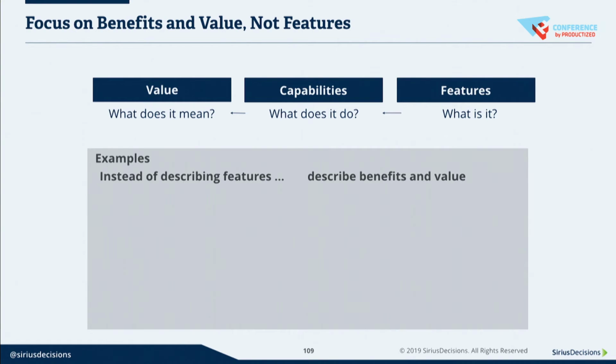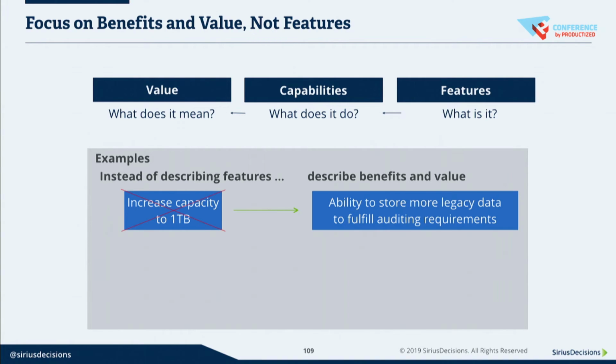So, as an example, instead of saying, we're going to increase our storage capability to 1 terabyte, let's instead say, we're going to solve the problem and allow you to store more legacy data because that helps you fulfill an auditing requirement, right? That's what customers care about. They don't care about how much data they store. They want to make sure we don't get audited, or if we do get audited, we don't go to jail.